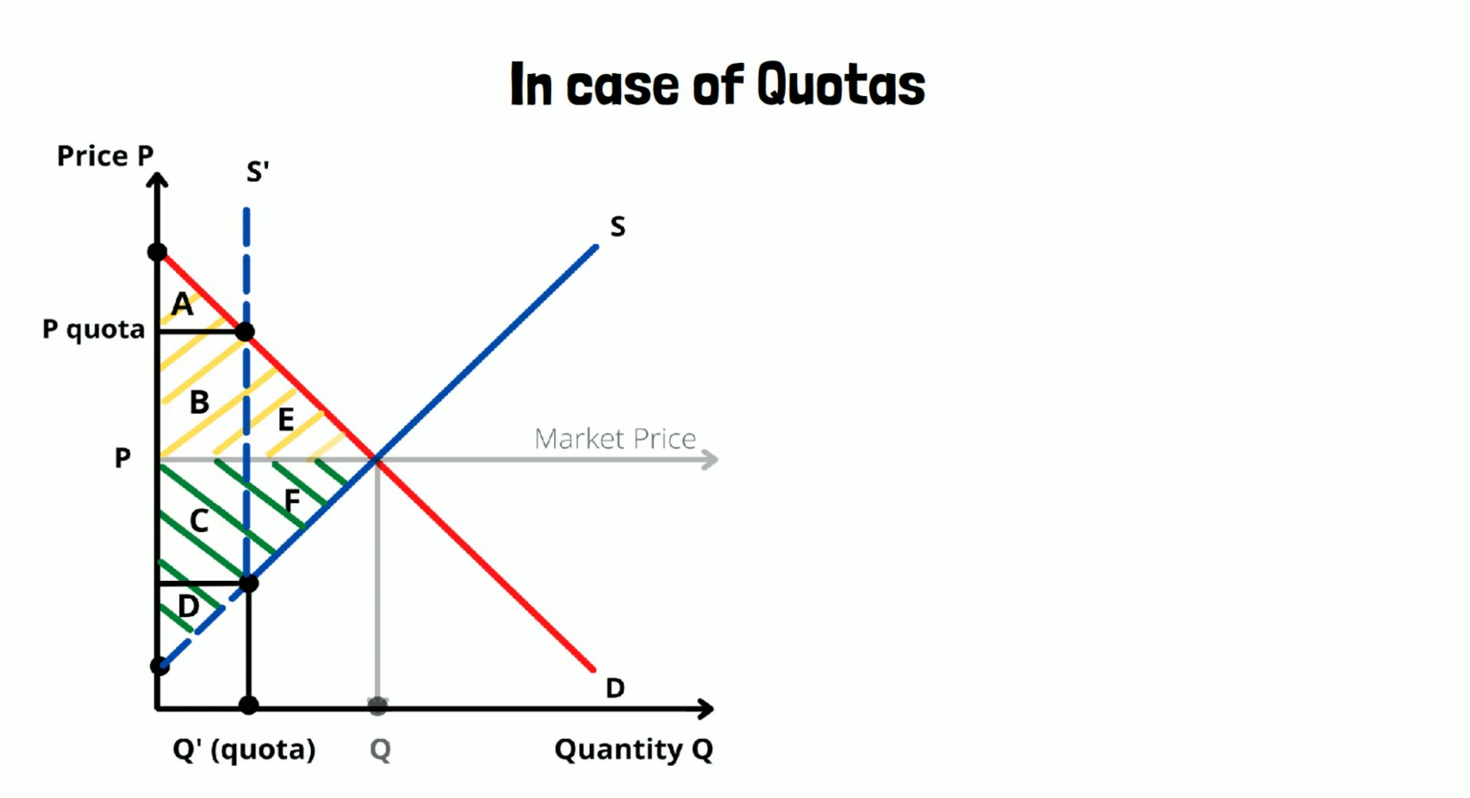You can see that the new supply curve S prime follows the same trajectory as the old one up to the quantity restriction set by the quota. At this point the supply curve becomes inelastic, meaning that an increase in price does not change the quantity supplied. The new equilibrium is the point where the new supply curve intersects the demand curve. This is at P quota and Q quota.